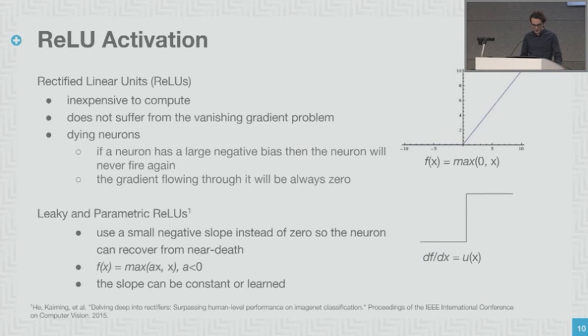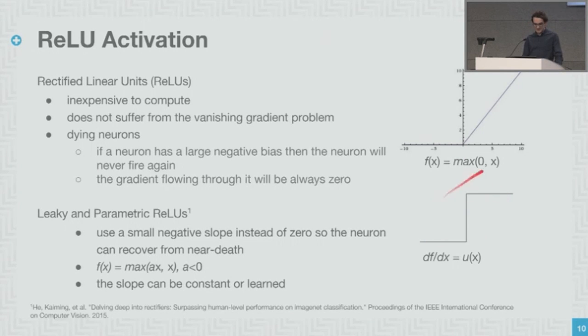So one solution to that is to use rectified linear units. They're very simple activation functions. It looks like this. They're very inexpensive to compute. It's basically the maximum of 0 and x. It doesn't suffer from the vanishing gradient problem because its derivative is basically a unit step function.